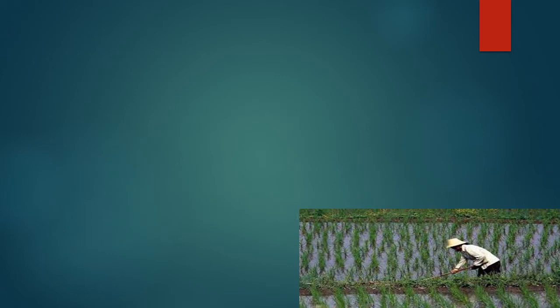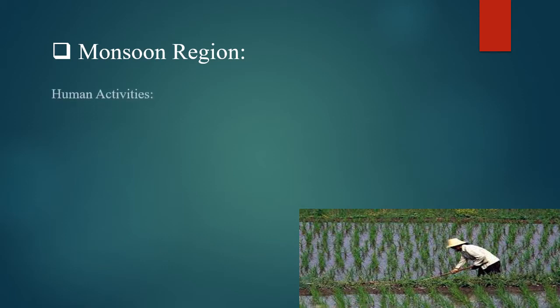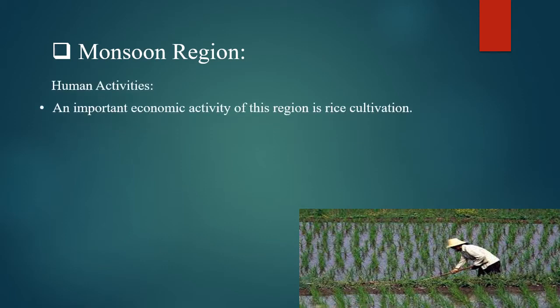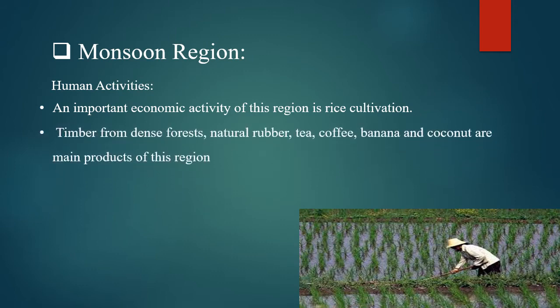As far as the human activities of Monsoon region are concerned, an important economic activity of this region is rice cultivation. Timber from dense forests, natural rubber, tea, coffee, banana and coconut are main products of this region. Due to favorable climate and presence of natural resources, this region is densely populated. It is making rapid progress in the industrial sector as well.